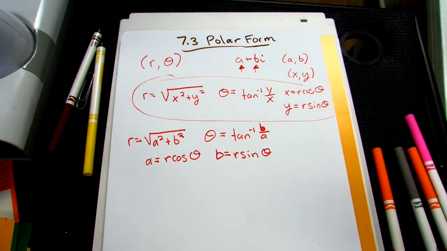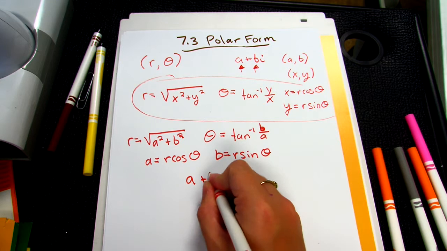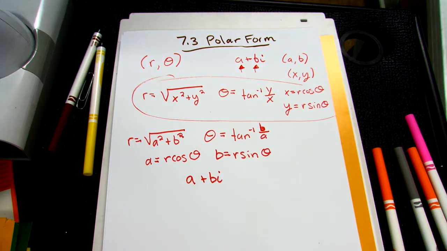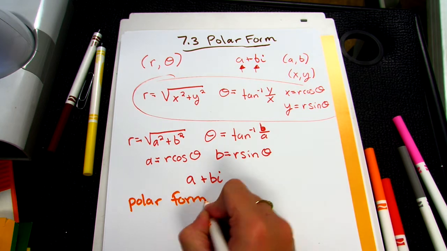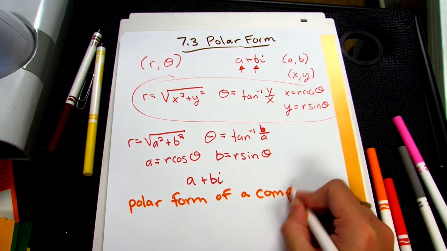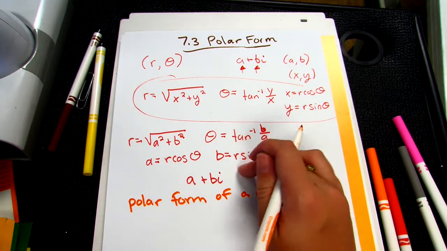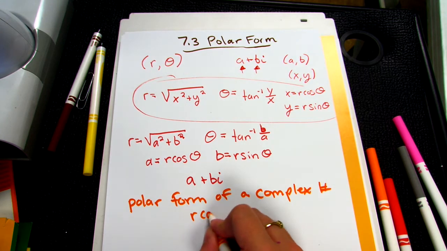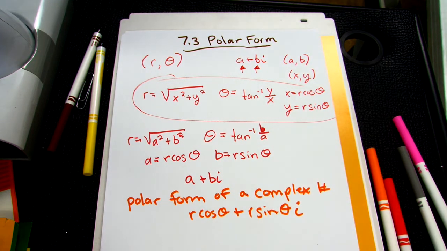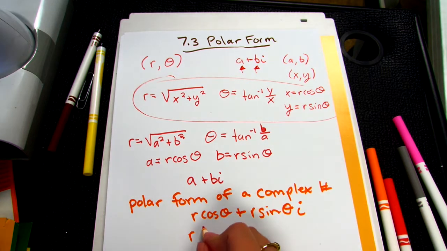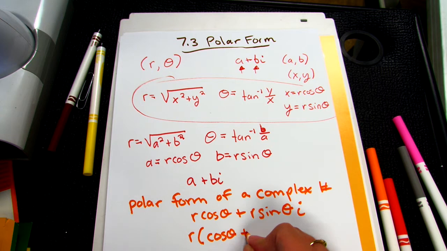With these formulas, we can take a complex number, a plus bi, and rewrite it as the polar form of a complex number. Remember, a is r cosine theta and b is r sine theta. So instead of saying a, we're going to say r cosine theta, plus, instead of saying b, r sine theta i. I can factor out the r, so now I have r times the quantity cosine theta plus sine theta i.